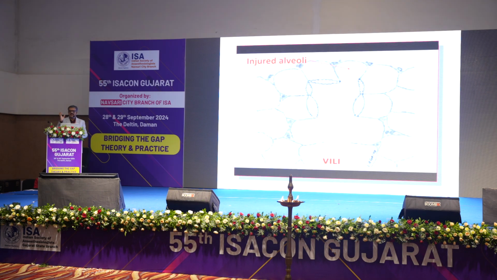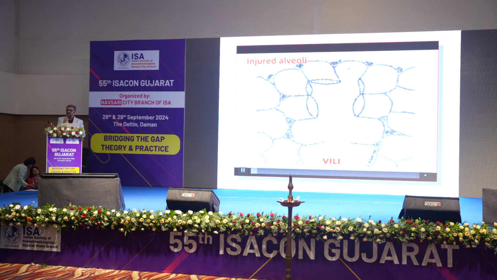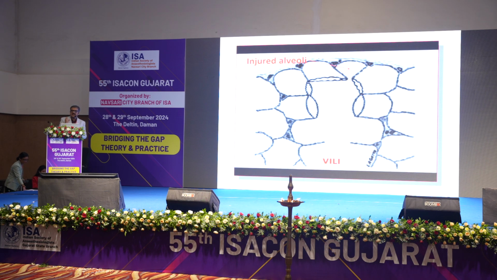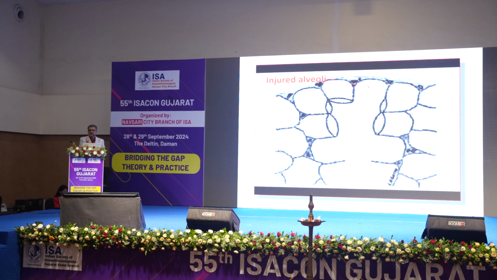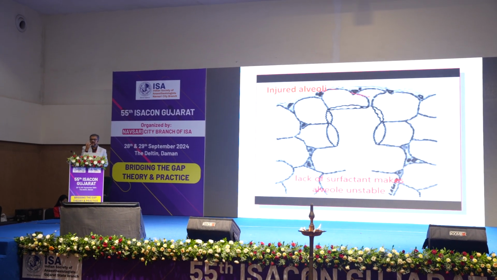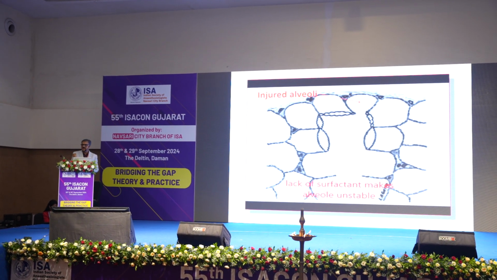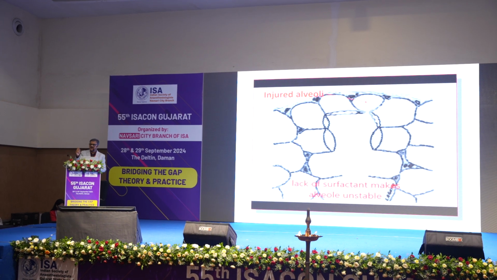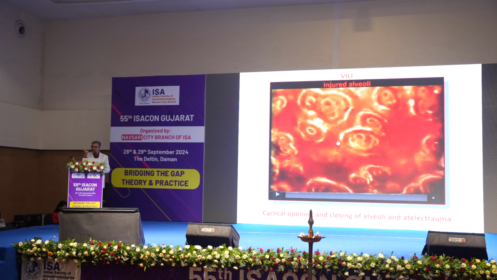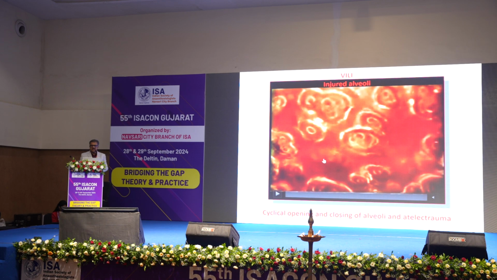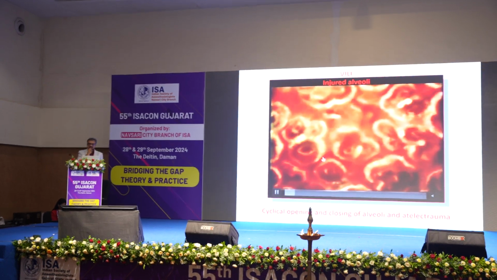But what happens in the wheeling? There is a lack of surfactant. The surfactant gets lost into the airway. That makes the alveolar instability. And this injured alveoli is not able to retain the gases for the gas exchange and leads to compromised gas exchange. And if you look at the microscopic image, there will be a cyclical opening and collapse of the injured alveoli. This is injured alveoli.